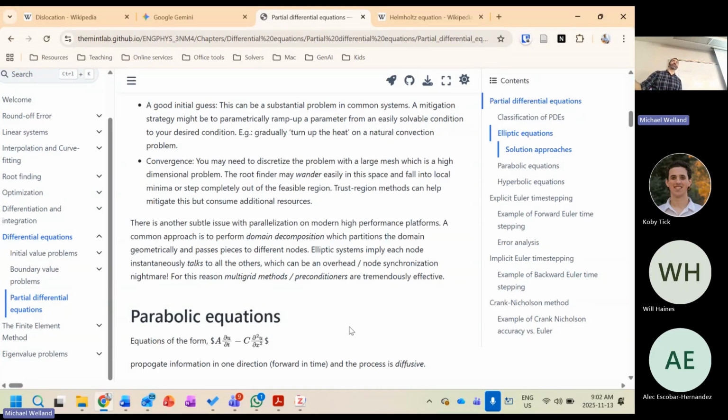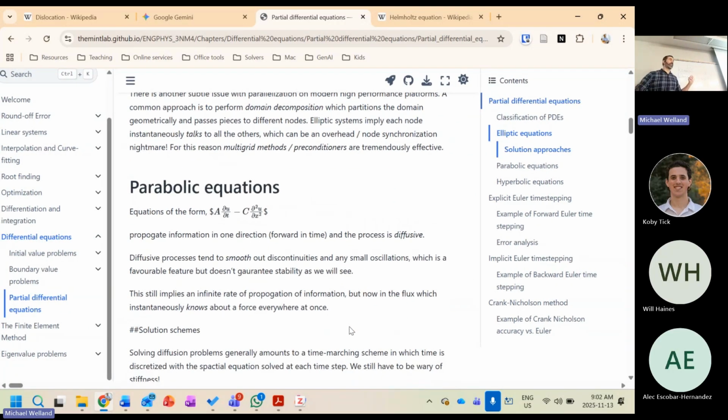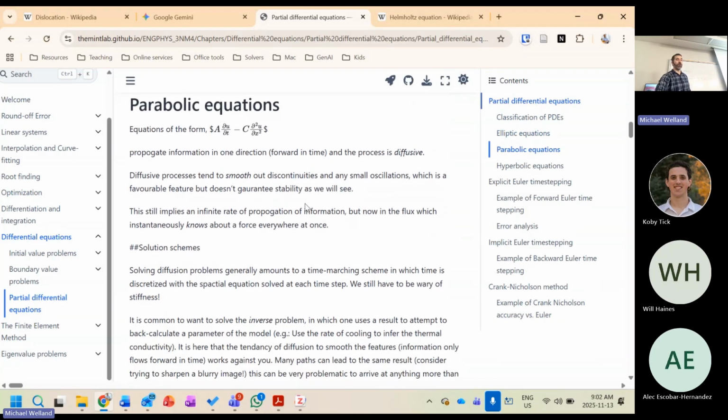And then one of the ideas with that is you solve a chunk, you solve a chunk, you solve a chunk, and put it together. For elliptic equations, that's not a good solution because of that information propagation. However, for parabolic equations, that turns out to be a good solution. Parabolic equations are the general differential equations that you think of when I say PDEs: heat transport, mass transport.